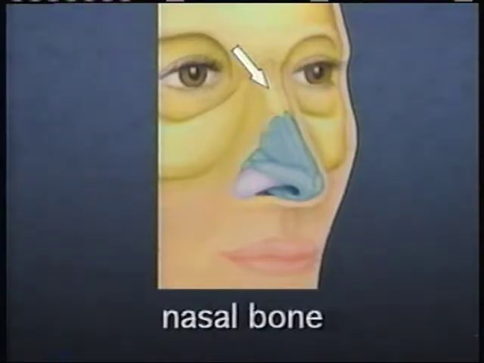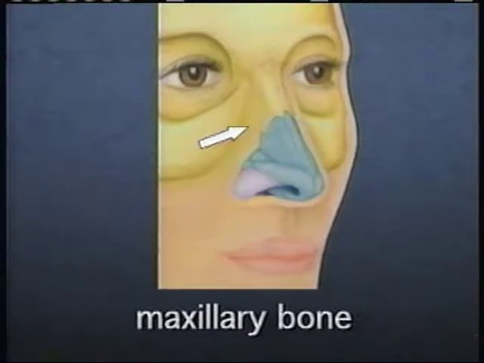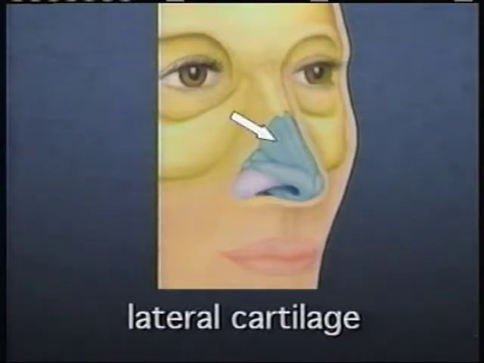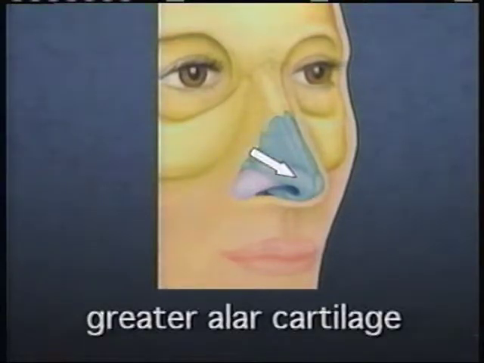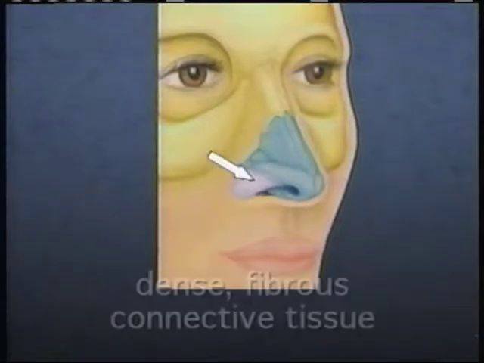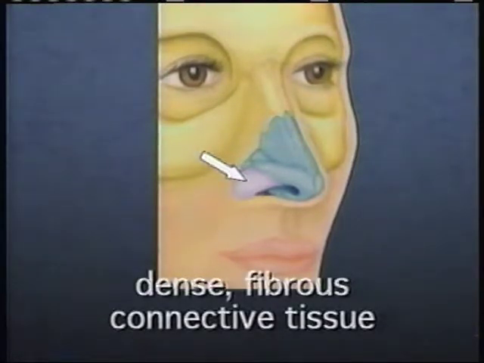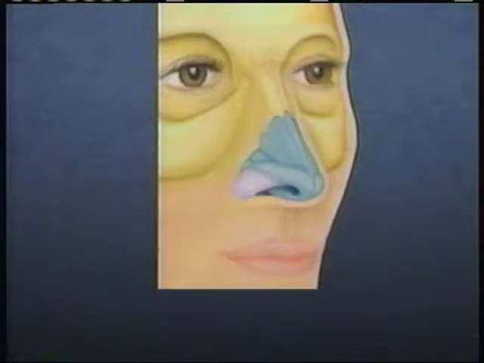The nose consists of an external bony and cartilaginous framework surrounding an internal cavity. The bony area of the external nose is formed by the nasal and maxillary bones. The flexible portion of the nose is formed by the lateral cartilage, lesser alar cartilages, and greater alar cartilage plates. Dense fibrous connective tissue also contributes to the lateral part of the external nose.